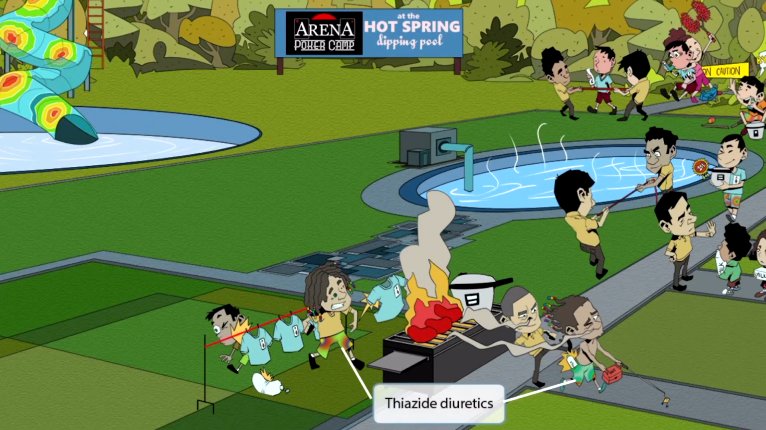Notice that both the cooking counselor and the kicked out camper are both wearing those super cool tie-dye shorts. These tie-dye shorts should help you remember that thiazide diuretics are used in the treatment of hypertension with diabetes.